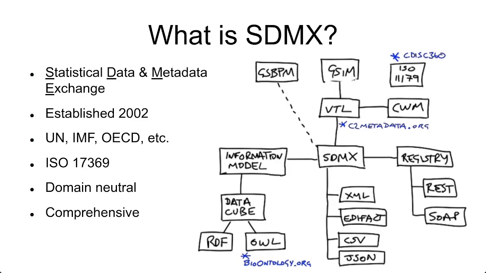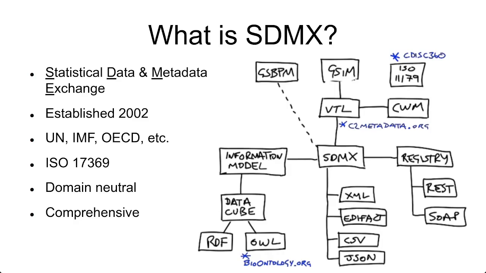You get a REST and a SOAP API. VTL is part of the standard as well, which is a Validation and Transformation Language. And of interest there is the c2metadata.org project, which has VTL running in R and SAS and a range of other languages. It allows you, again in an independent, standardized way, to define conformance checks and validation checks and things like that. So, key points there: domain neutral, and it's a pretty comprehensive, robust standard.